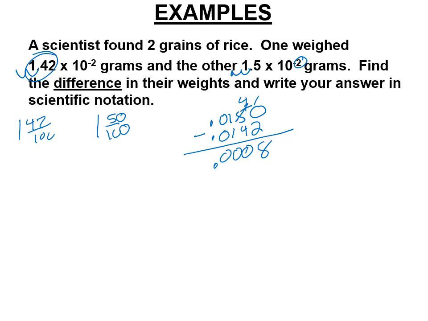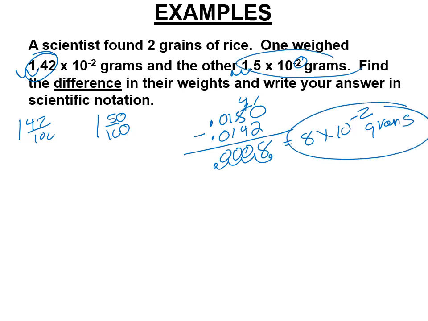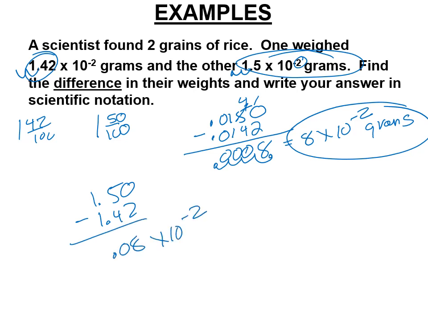as grams, but we have to put that in scientific notation. So notice, we have to move it 1, 2, 3, 4, and it is 8 times 10 to the negative fourth grams. Now, this problem is here because the shortcut didn't work here. Even though the exponents are the same, and this is one of the reasons I don't really like shortcuts with this, right? If you do 1.5 minus 1.42, right, you get 0.08 times 10 to the negative second grams, which is equal to our answer.